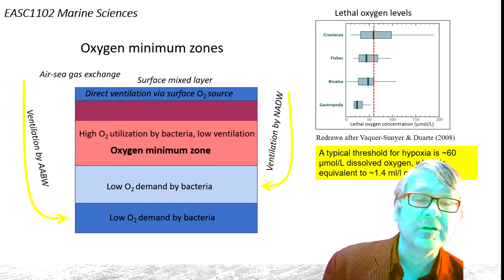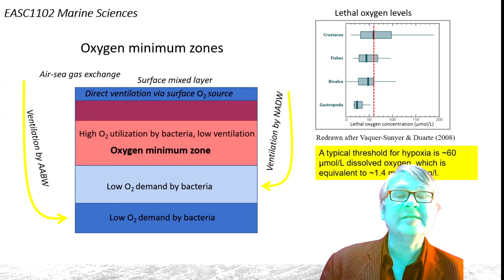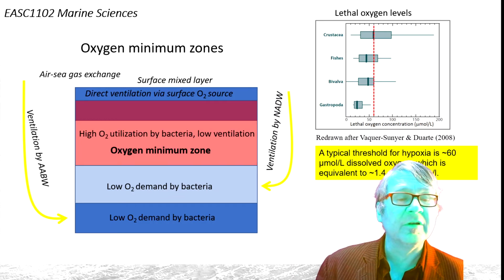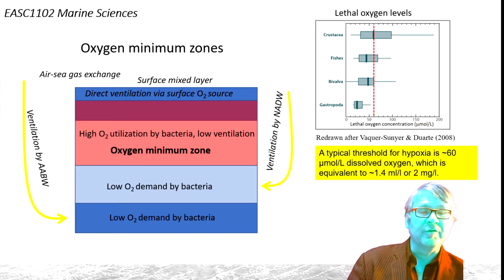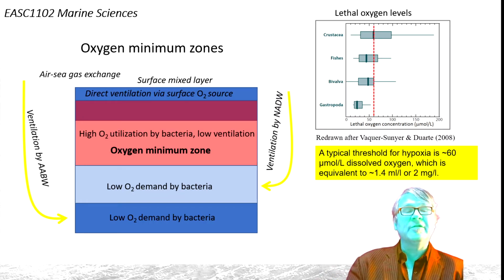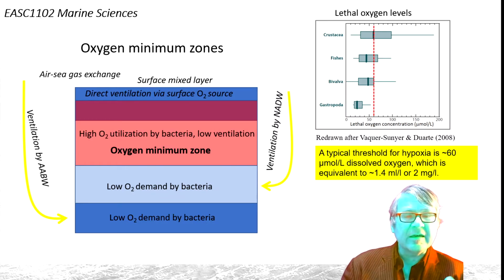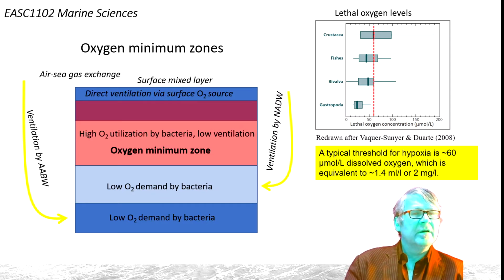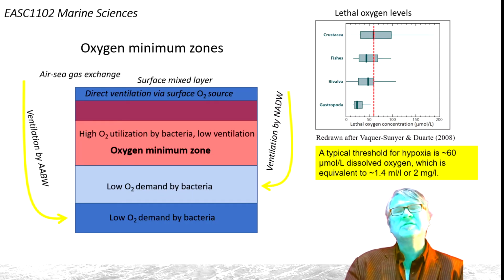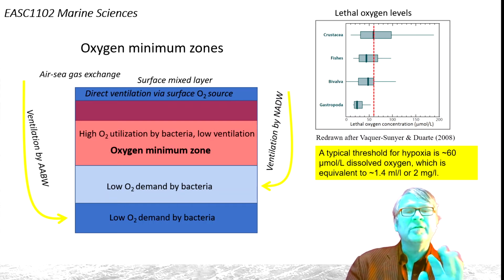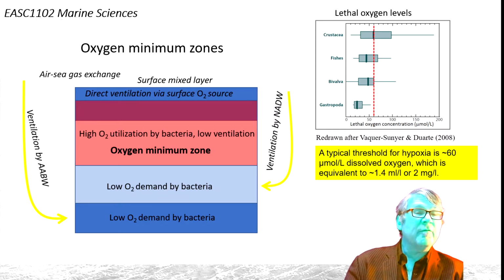So a typical threshold for hypoxia is 60 micromoles per liter, which is equivalent to 1.4 milliliters per liter or 2 milligrams per liter. The reason why I give you these different units is because if you look at these oxygen distributions, you get different units. Again, if you need to look up what is the critical level, you can come back to this slide.